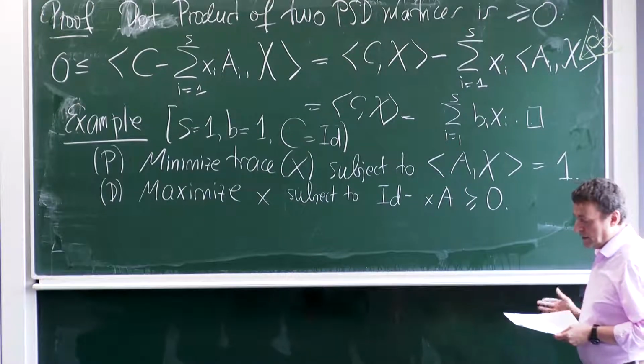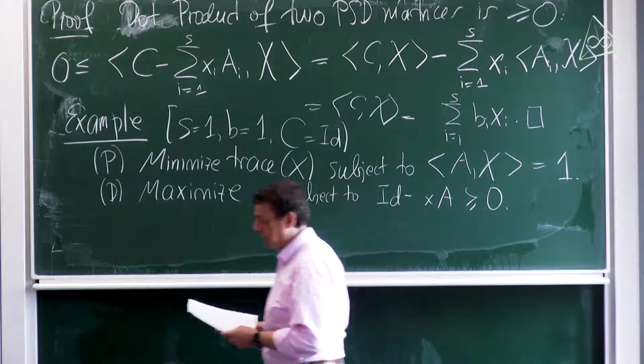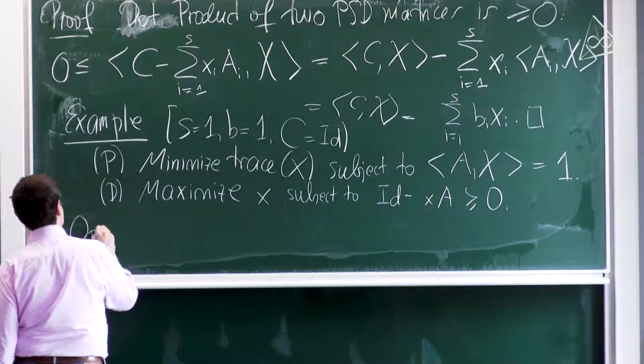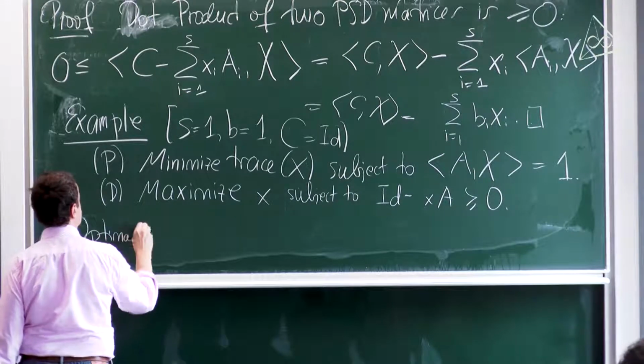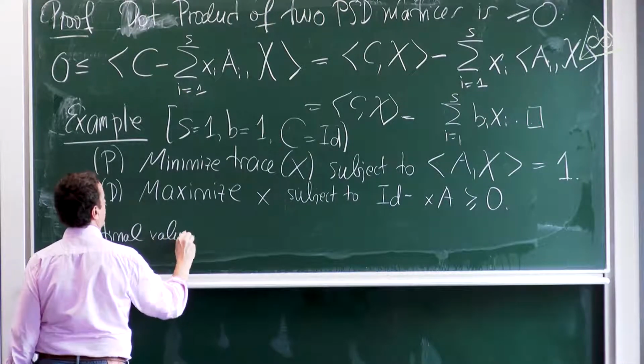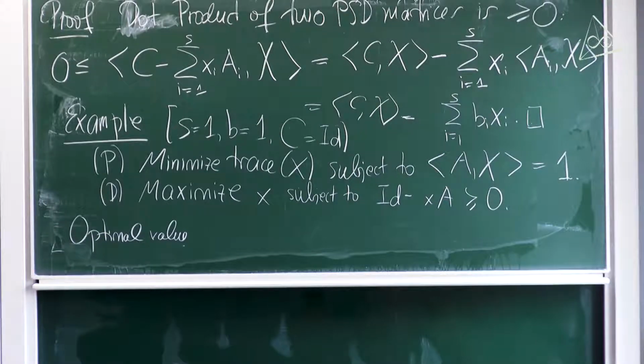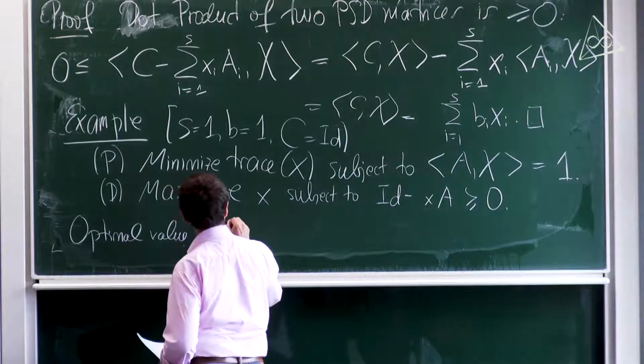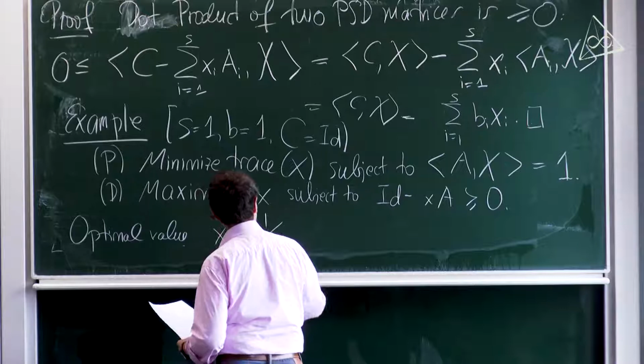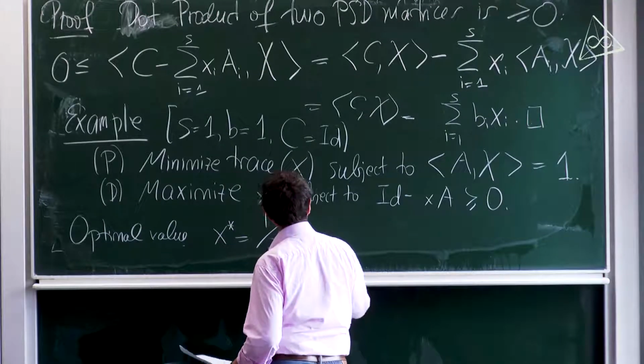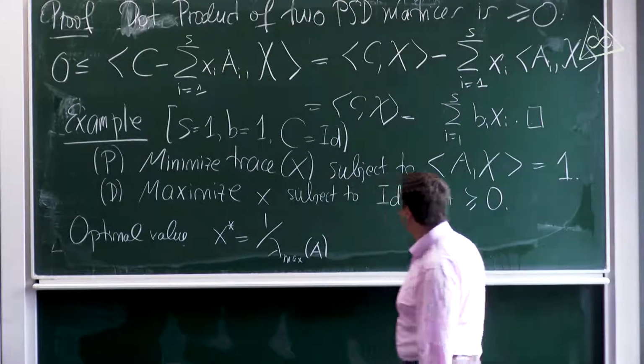Okay? Now what does this mean? What's the optimal value? Now, we're going to get to strong duality, so in this case it's going to hold. So the optimal value will be the same. The minimum in the first problem will be equal to the maximum in the second problem. What is that number, right? Now that number, x star, is 1 over the maximal eigenvalue of A, right?